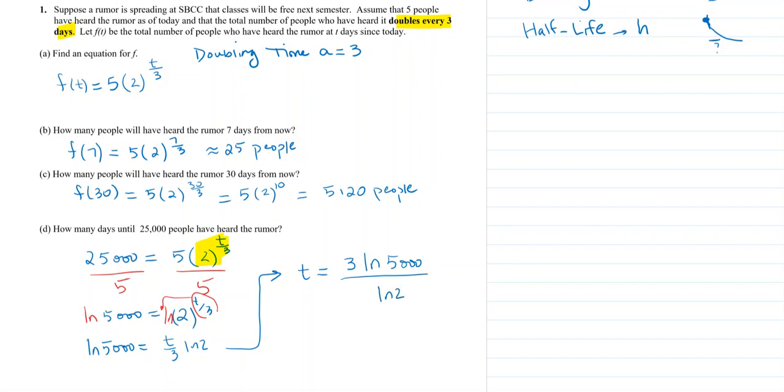Let's put this in the calculator and see what we get. I get approximately 36.86, which I will round to its days, so about 37 days. So we use the information to write the function, and then in a couple of parts, the input was given, we plugged it in to get the output. In the last part, the output was given, we plugged it in, and then solved for that input.